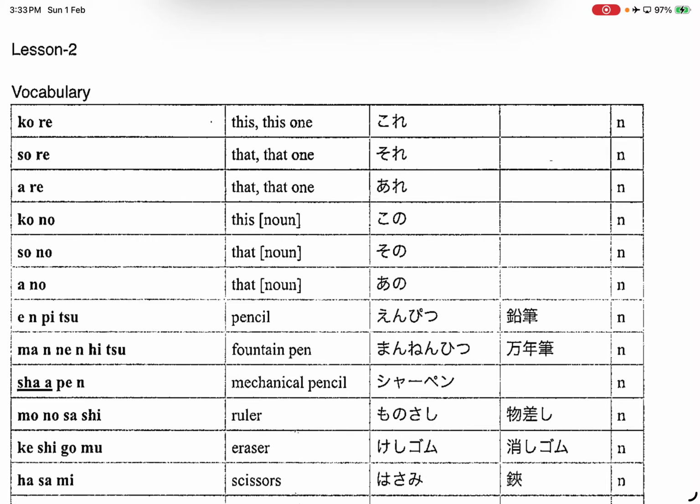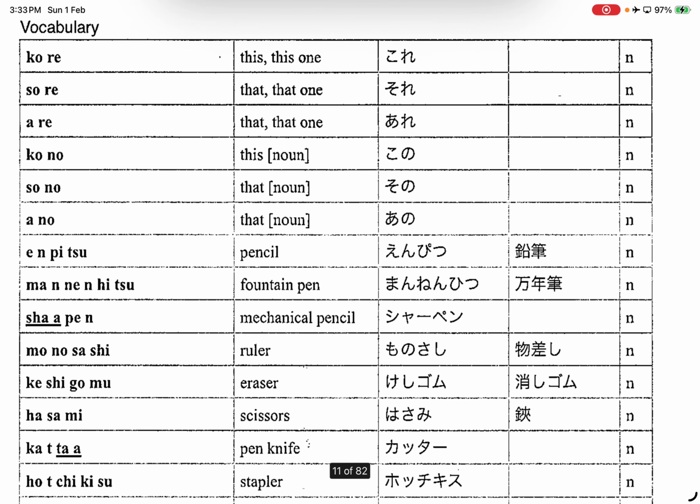Okay, next: kono, kono, sono, sono, ano, ano, enpitsu, enpitsu, mannenhitsu, mannenhitsu. Nobody uses mannenhitsu anymore. Anybody still use a fountain pen? Not me, I use a ballpoint pen. Right, sharpen. Mechanical pencil. Monosashi. Ruler. Keshigomu.